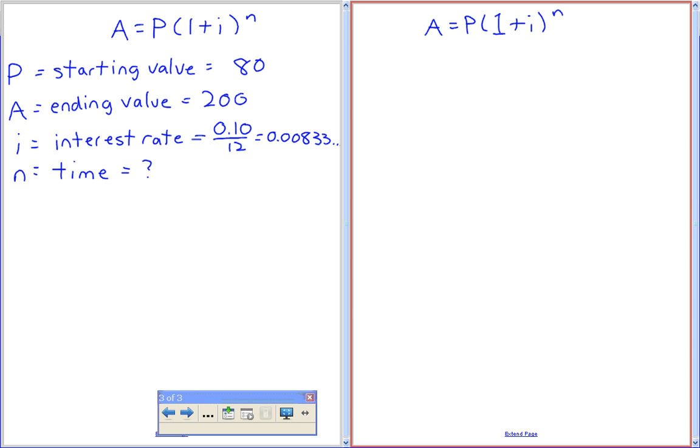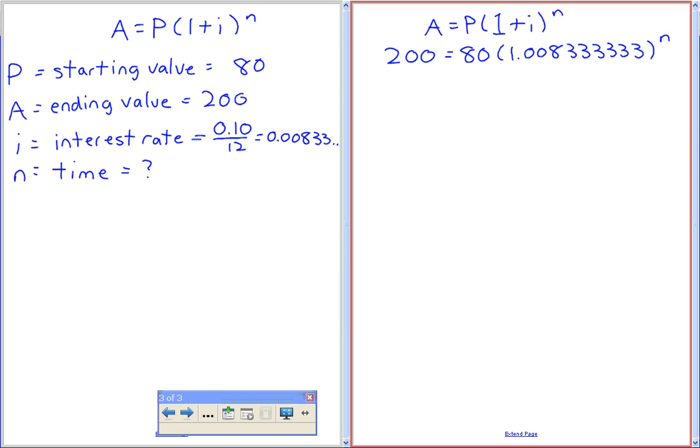Jake, let's go ahead. Where do I plug in, please? 200 equals 80 bracket 1 plus 0.00833. Awesome. Really, really good. Excellent. I got a new volunteer that has not raised her hand today, Angela. What are we going to do first?